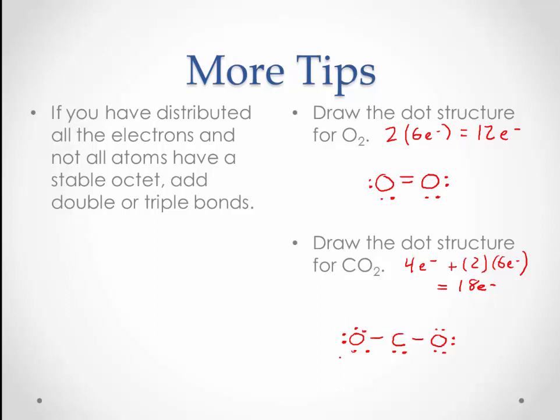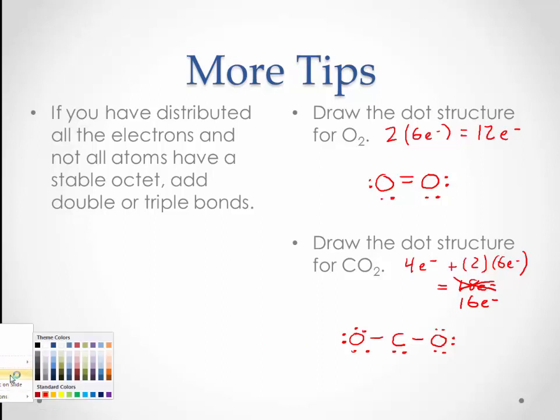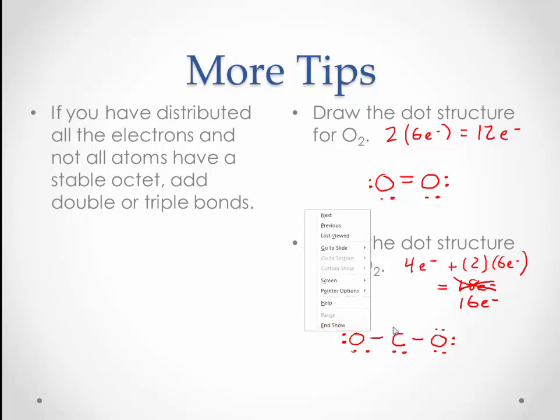So right now, I just realized that I made an adding mistake, didn't I? This isn't right. 12 plus 4 is usually 16. Okay, that makes a little more sense. So now I need to erase a couple of those electrons because we only have 16.